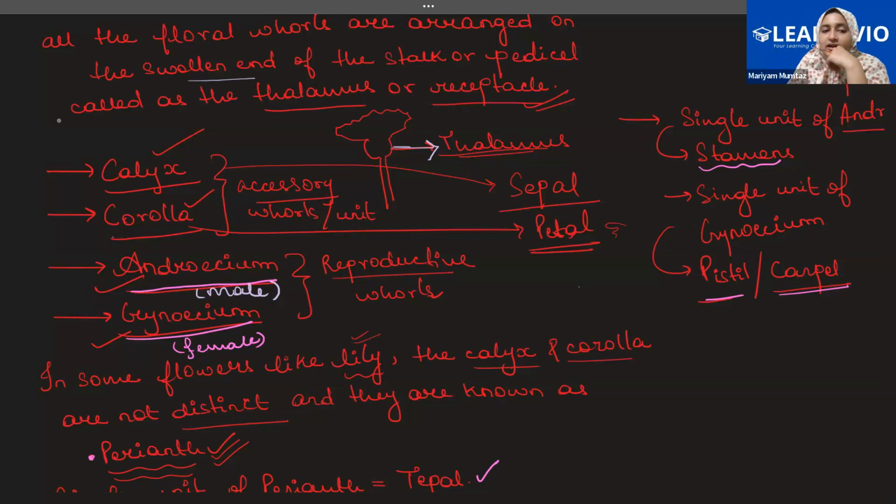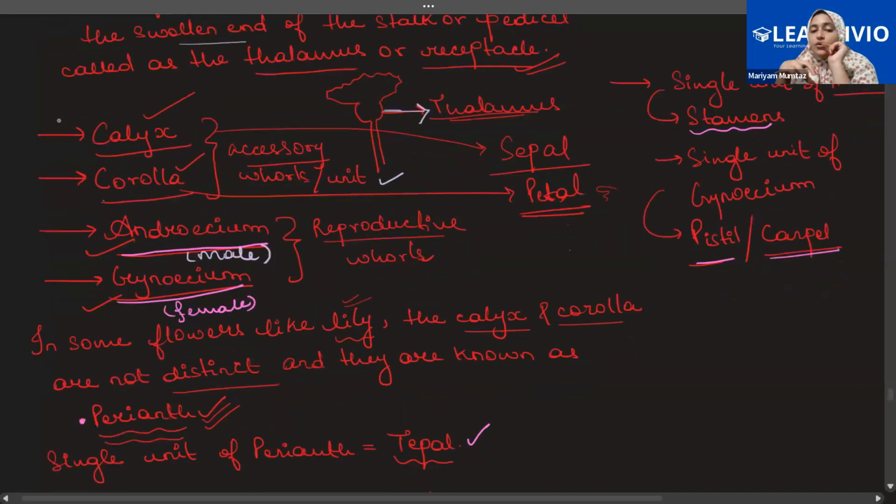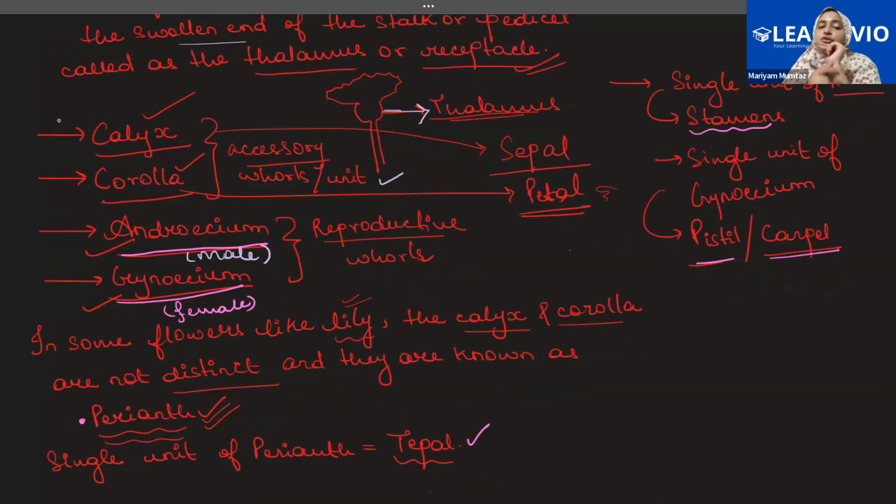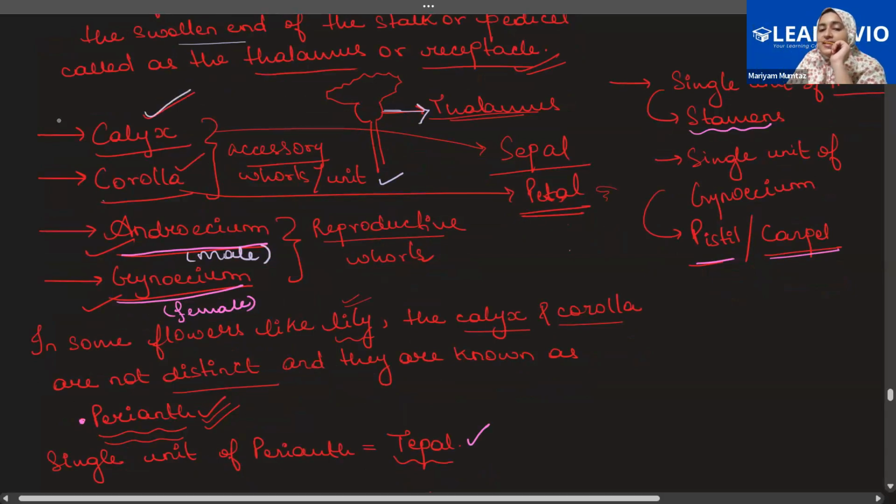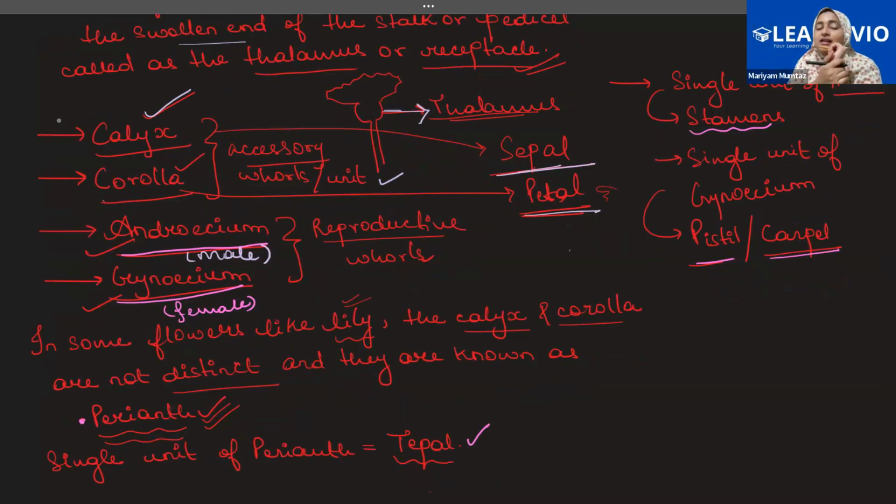Then there are calyx and corolla. These are collectively known as the accessory part, meaning they are not directly involved in reproduction. Rather, they are involved in helping the reproduction to take place. Now, these are all bigger units. If we talk about one single unit, the single unit of calyx is the sepal and the single unit of corolla is the petal. People have seen petals, right? The bright colored, beautiful colored structures that are there. So that is the petal. And calyx is the sepal.